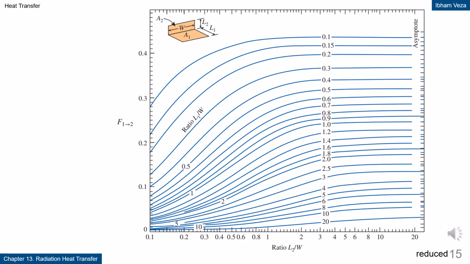View factor chart for parallel rectangles, alternative form. This chart presents the view factor relationship with dimension ratios in an alternative form. The axes and curves are arranged to make reading easier for different size combinations. The general trend remains the same, where the view factor increases as the relative plate size increases. This chart is useful as a design aid and for checking calculation results. This graphical approach saves time in preliminary analysis.